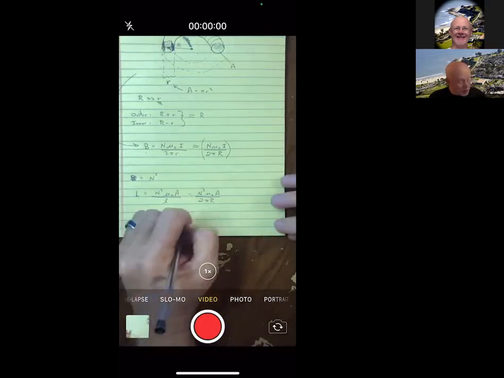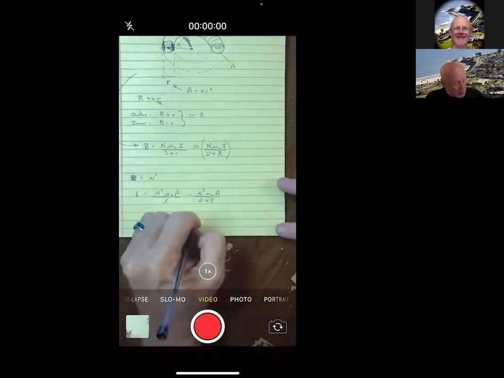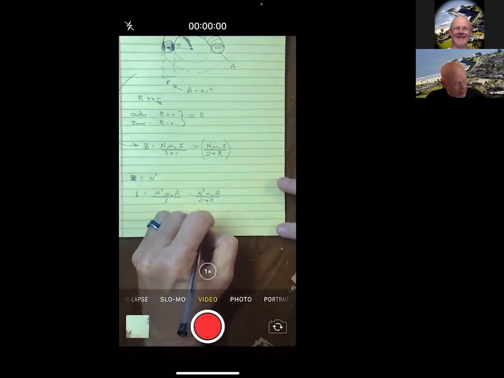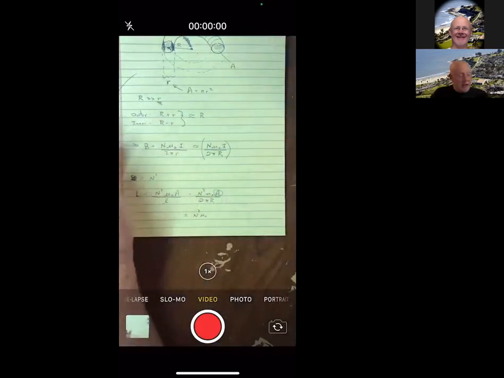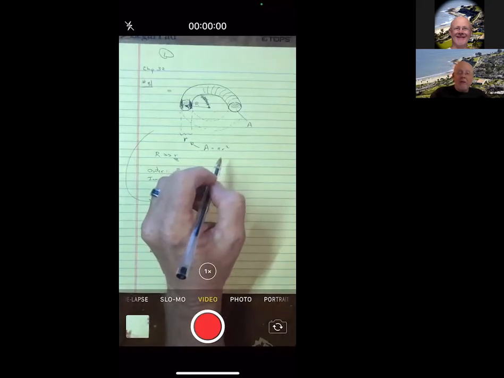I suppose we could do another step, but they say make it look like this. So we could stop right there, but we could also say the cross-sectional area is this over here.